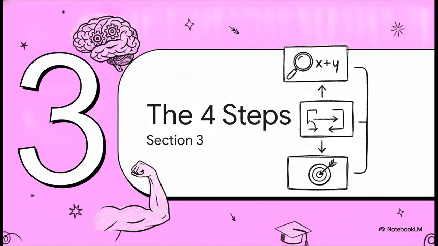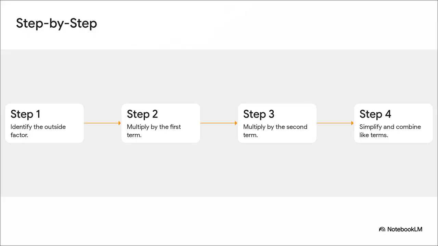Which brings us to section 3, the 4 steps. Now, understanding the rule is one thing, but applying it flawlessly every single time is another. So here is your ultimate foolproof checklist for expanding those brackets. Step 1, identify the outside factor. You want to look for the number or variable stuck right on the outside. And hey, quick reminder, if there's no plus or minus sign between the number and the bracket, it automatically means multiplication. Step 2, multiply that outside factor by the first term inside. Step 3, multiply the outside factor by the second term, but pay really close attention to your positive and negative signs here. And finally, step 4, simplify and combine any like terms if you need to.